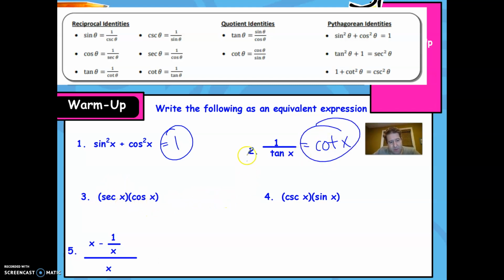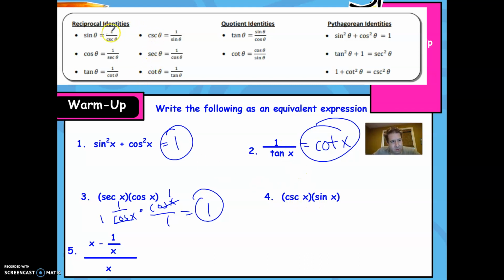Secant of x multiplied by cosine of x. So secant is 1 over cosine of x, and really cosine of x is cosine of x over 1. And you can reduce diagonally, and that becomes 1.